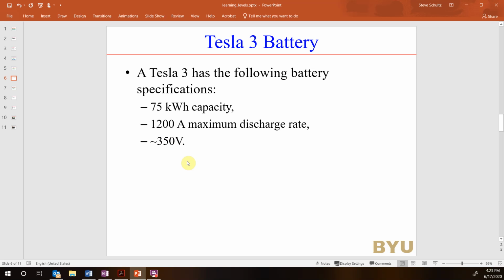So the next thing is, this problem asks, a Tesla 3, which is one of the cool electric cars, has the following specifications from the battery. So some marketing person came along and said, I need a battery that has 75 kilowatt hour capacity. I need a maximum discharge rate of 1200 amps and 340 volts, and we need this in order to meet the speed and distance requirements.